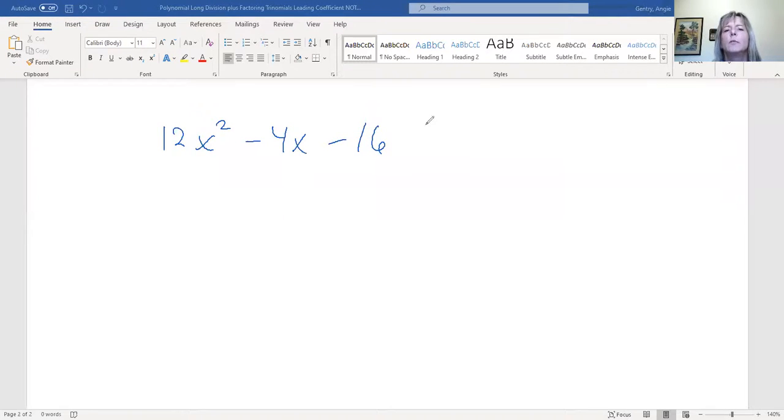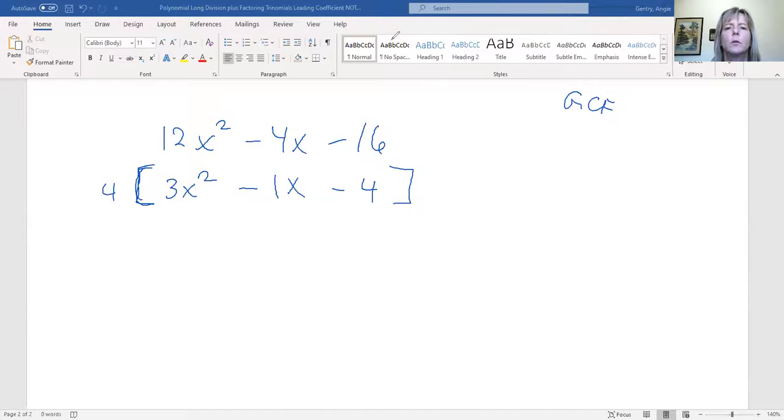So again, if you see a trinomial, you don't immediately say, do I go over the top? Is it simple? You should always ask, is there a GCF? Anytime I ask you to factor, you should see if there's a GCF. And do you see how they all have a 4? Then let's use a bracket. 4 times 3x squared. 4 times negative 1x, or negative x. 4 times negative 4. And then you're going to try to factor just that trinomial.